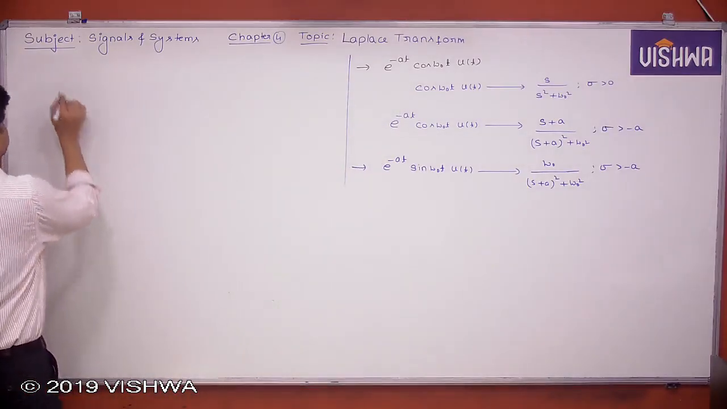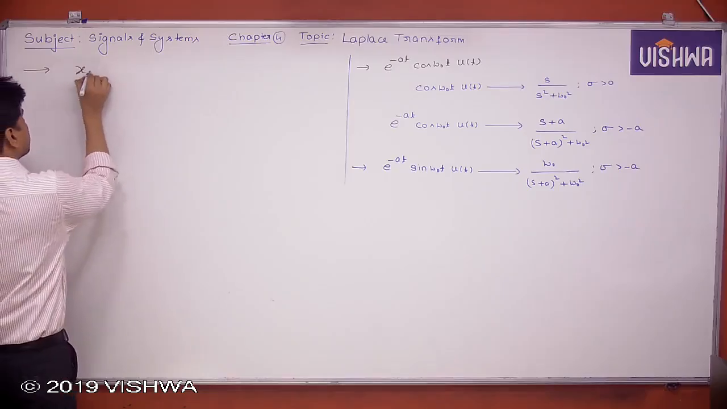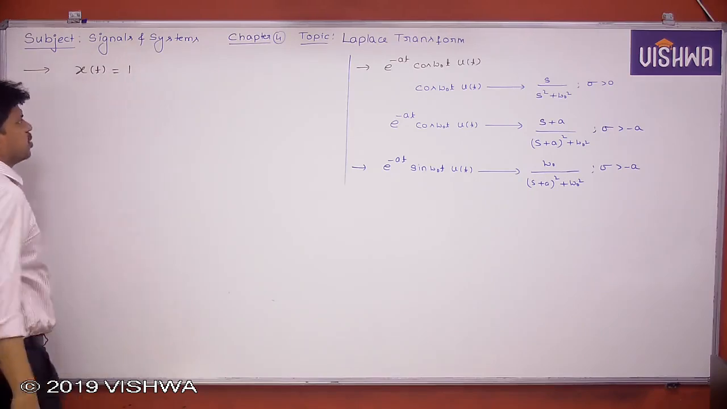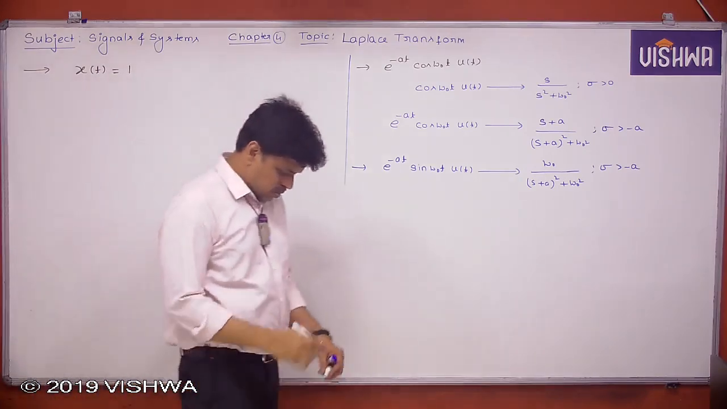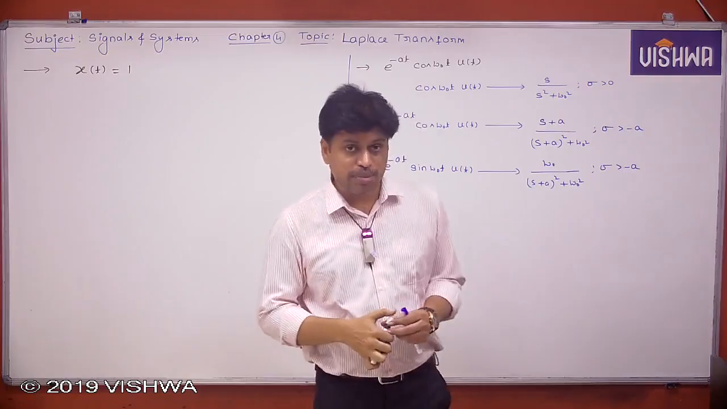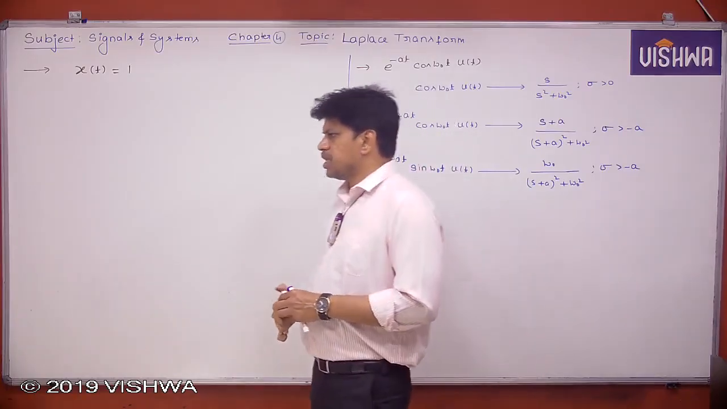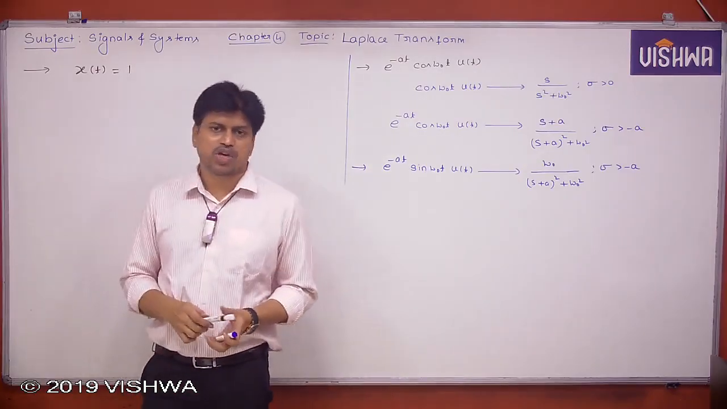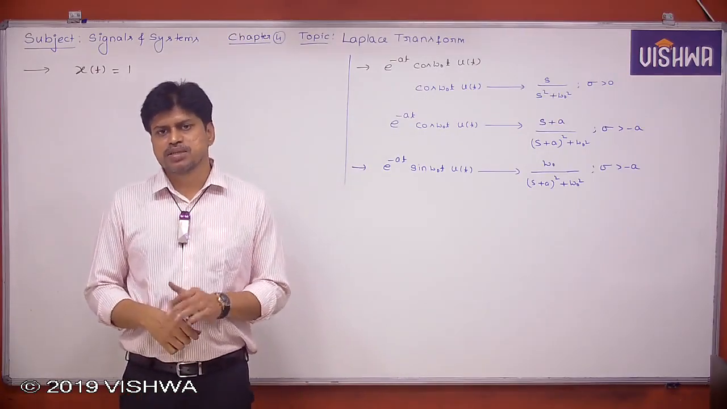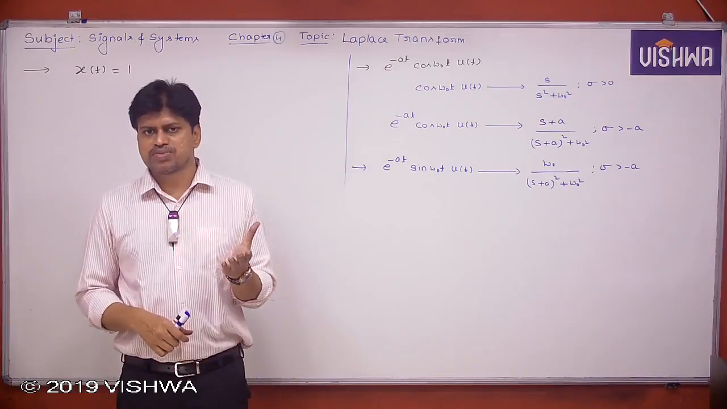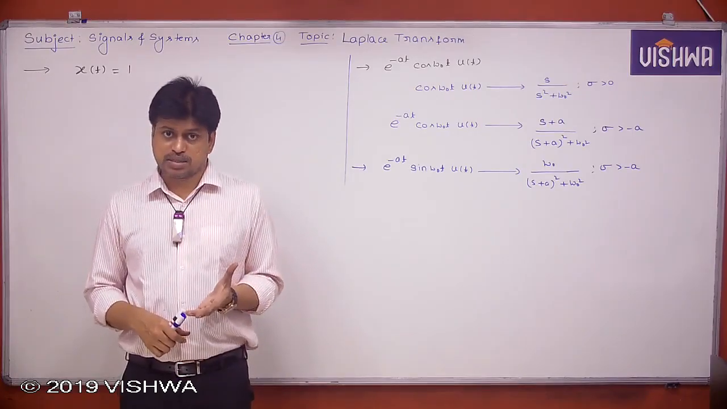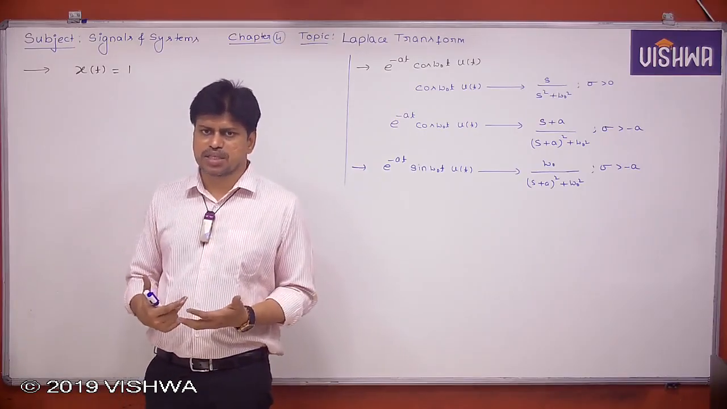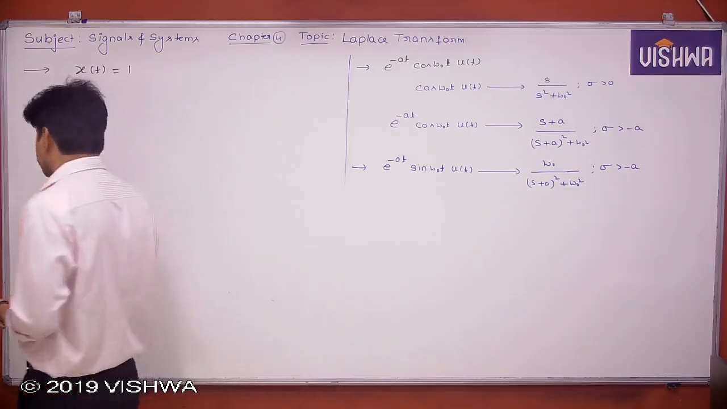If I ask, what is the Laplace transform of 1, simple constant 1? Many people will say 1 by s. That is a wrong answer. That is also a correct answer. What do you mean by this? That means for 1, Laplace transform 1 by s is correct if it is a unilateral Laplace transform. But we are discussing the bilateral Laplace transform. Let's see then what is the Laplace transform for it.